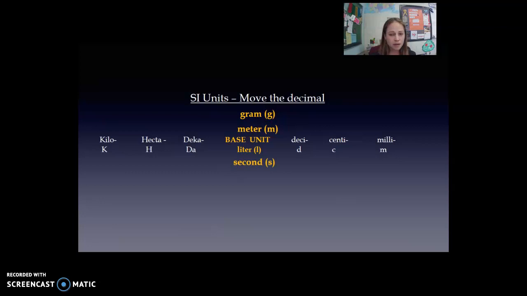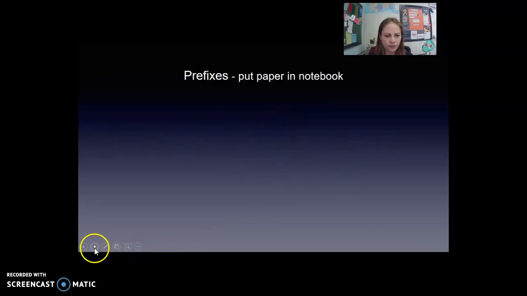Now there are many, many combinations I could ask you to do. I could ask you to change a hectogram to a centigram. So you put your finger on hecto, and you have 1, 2, 3, 4 hops to the right. So you'd be moving your decimal that many places to the right on your paper. And don't forget, the base unit in the middle, that is a stop. You can't skip over that one. Okay? That will make more sense as we move on here.